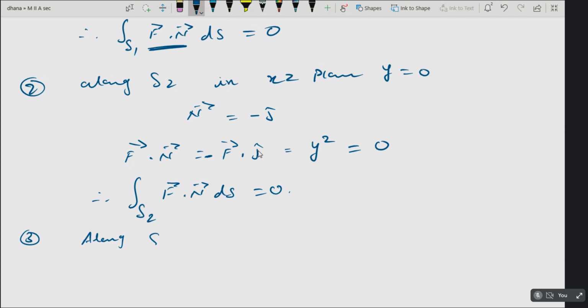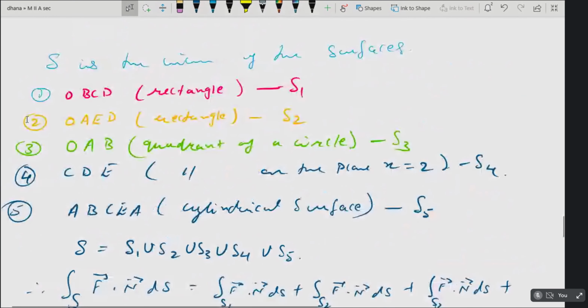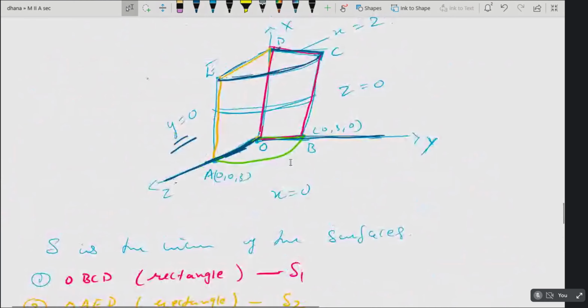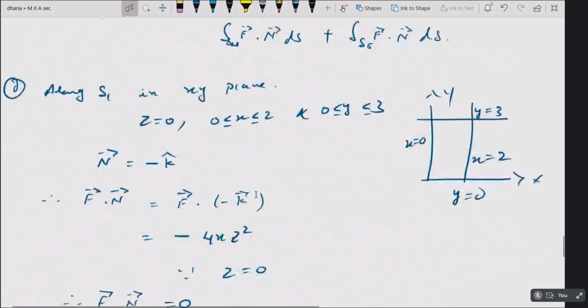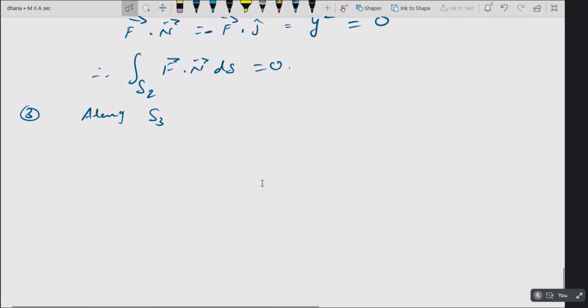Now along S3 we will calculate. S3 is on which plane, tell me? S3 is OAB. It is on the YZ plane. On the YZ plane, x is equal to 0. And the outward normal vector is the x-axis vector, and this also is inside the surface. Therefore, n bar will be equal to minus i cap. Okay, good. You are following.